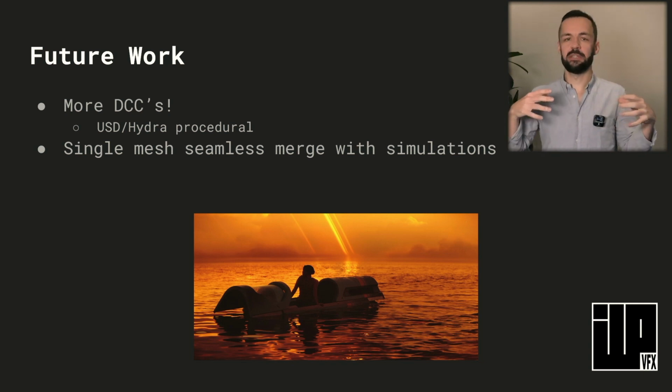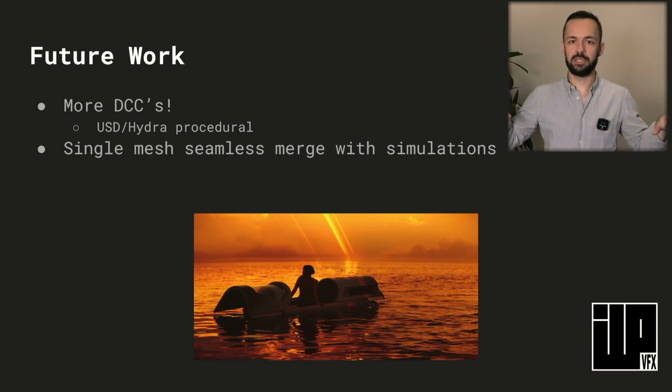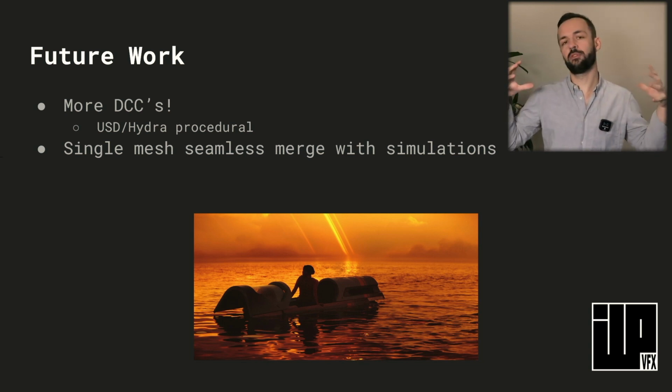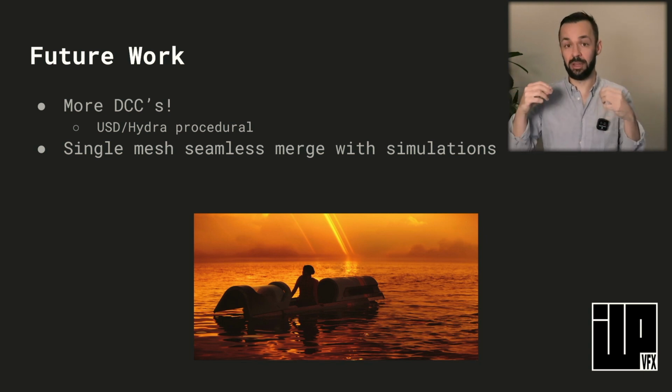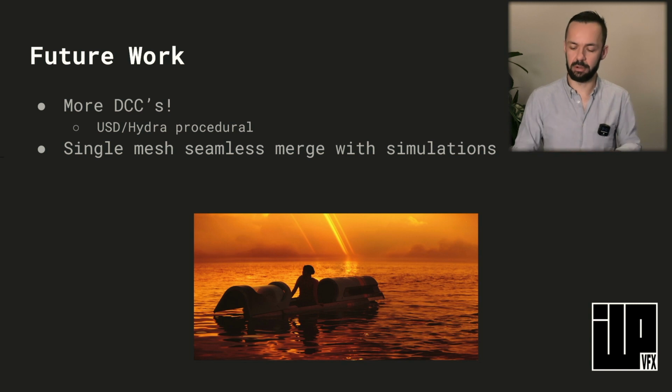Also, we have found that in some cases, when we are merging simulated meshes with the procedural meshes, if you don't stitch them into a single mesh, you can get some rendering artifacts. So it would be nice to figure out a way that we can merge them into one mesh to avoid some types of shading artifacts.